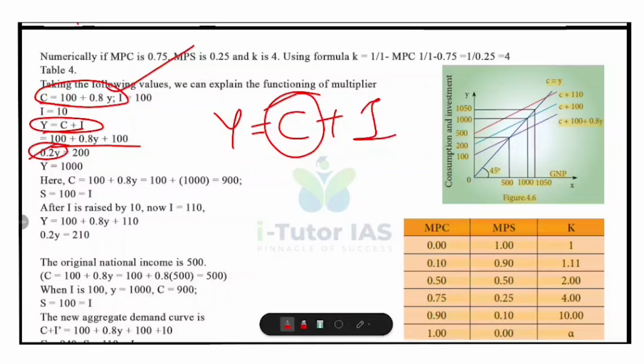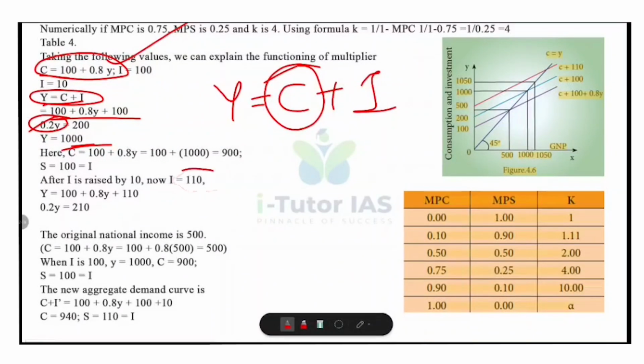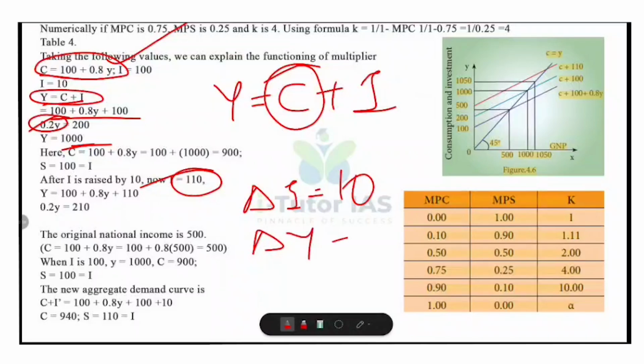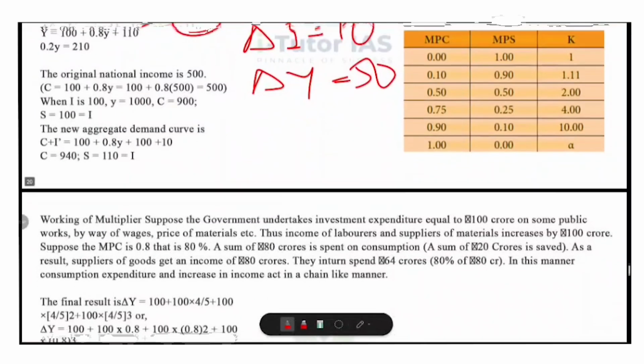Initial equilibrium income is rupees 1000, and now suppose investment rises by rupees 10, from 100 to 110. Therefore change in investment, that is delta I, is equal to 10, and delta Y, that is change in income, is equal to 50. Hence we can say that K is equal to 50 by 10, that is 5. That means when investment rises by 10 crore, national income rises by rupees 50 crore. And this happens because the initial spending keeps circulating. One person's spending becomes another person's income. That is what this says.